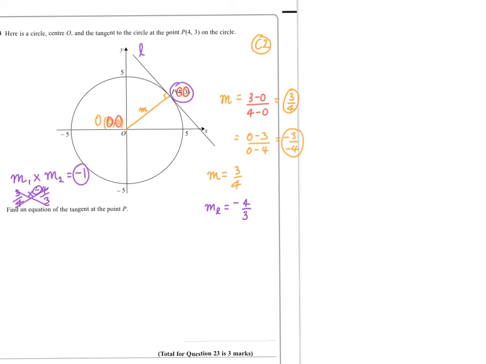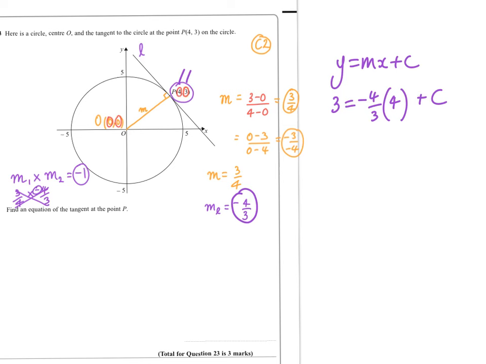You can either use the formula y equals mx plus c, plug in the gradient, and then plug in the values x is 4 and y is 3. So we can do that first. So we'll have y is 3, our gradient is -4/3, our x value is 4, and that leaves us our intercept, which we can then find from that.